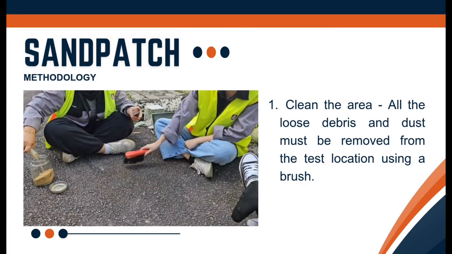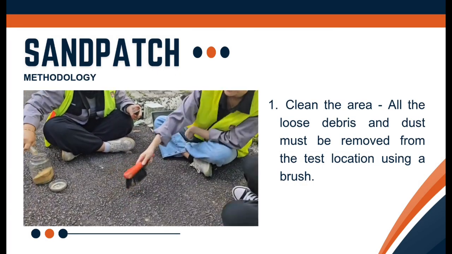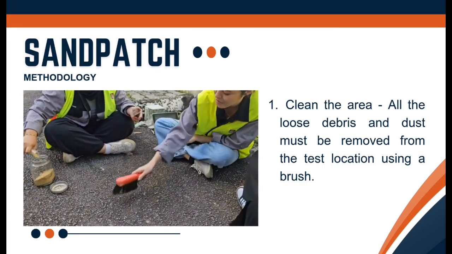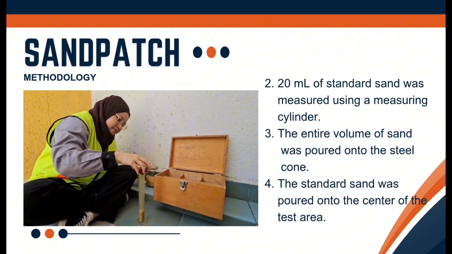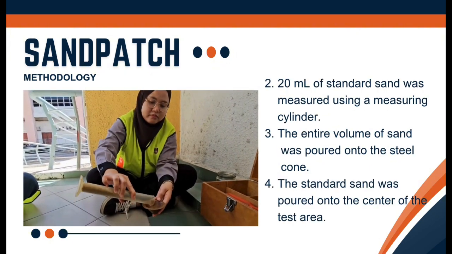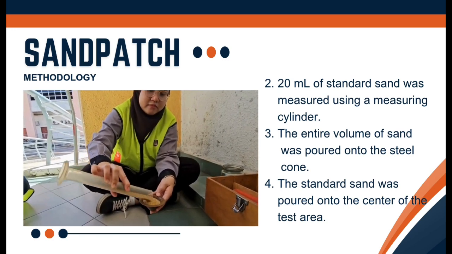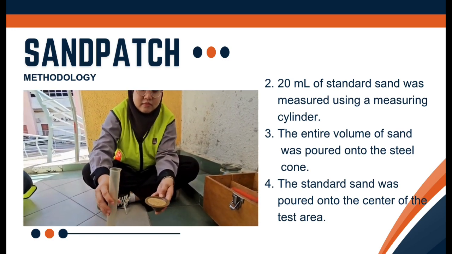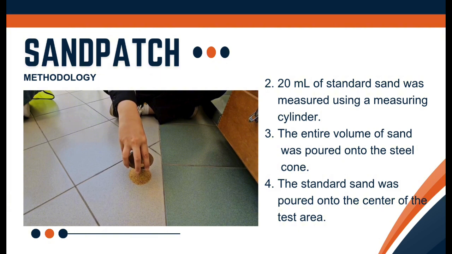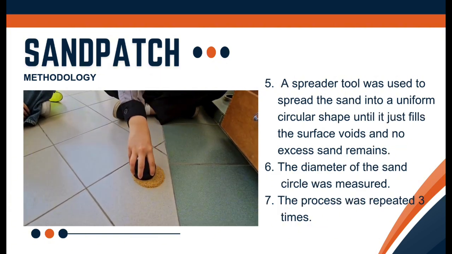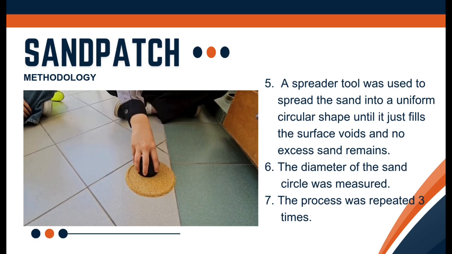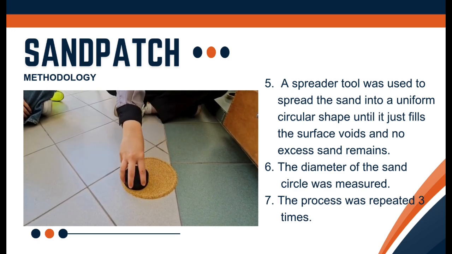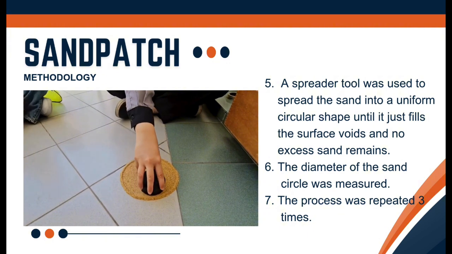First, we must remove all the loose debris and dust from the test location using a brush. Then, measure 20 ml of standard sand using a measuring cylinder and pour the entire volume of sand onto the steel cone. Next, pour the standard sand onto the center of the test area. Using a spreader tool, spread the sand into a uniform circular shape until it just fills the surface voids and no excess sand remains.